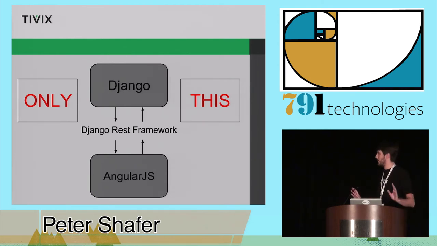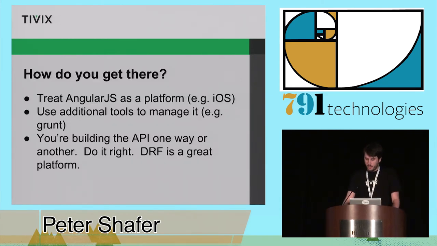They are completely separate. We just have the calls back and forth. We do not have Django defining any templates up front. The single page app is just a collection of HTML files and assets that have been optimized. So how did we get there?